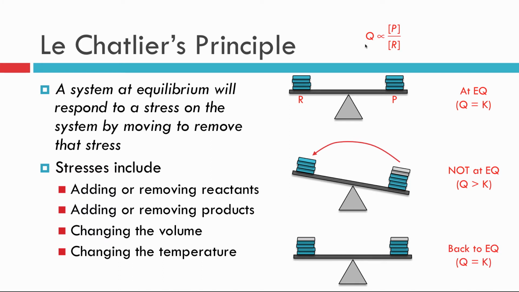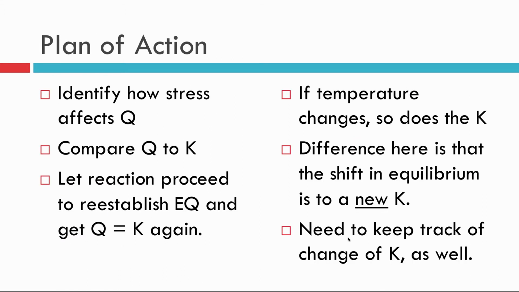That's what Le Chatelier's principle is. It's this response to the stress. The stress in this case, adding 2 books. The response, shifting to the left so that we get back to equilibrium. So our plan of action will always be like this. We're going to identify how the stress affects our reaction quotient. We're going to compare that to K. And as usual, let this decide which way we're going to move to reestablish equilibrium once again.